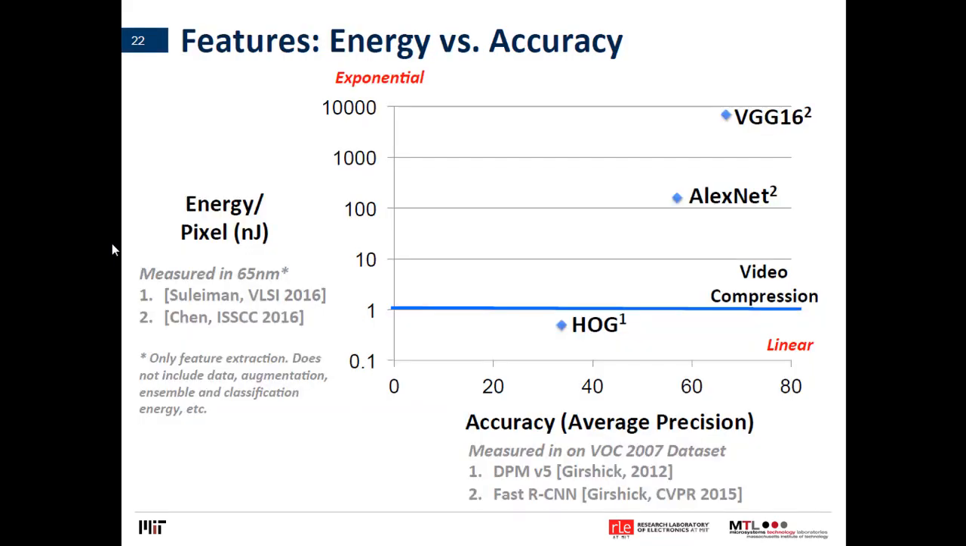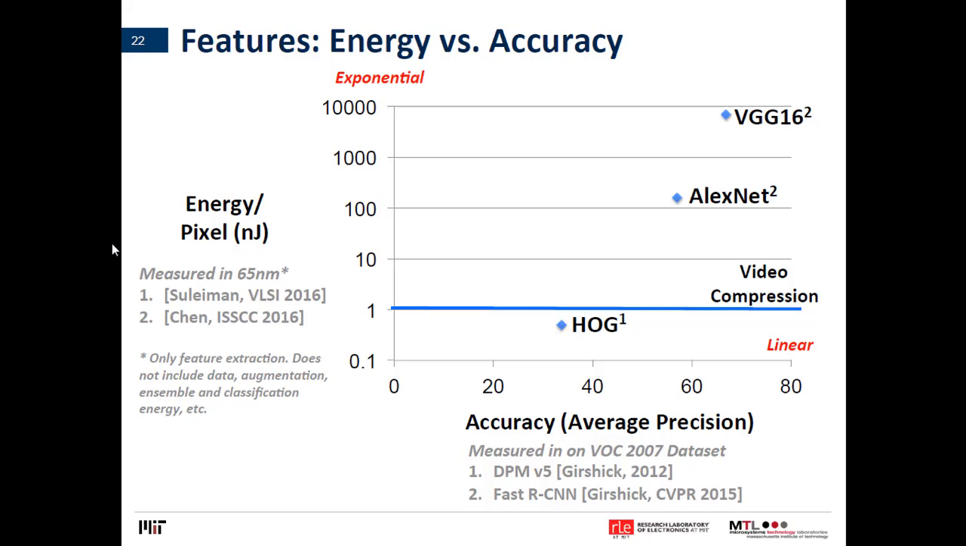But what we really care about now is the comparison between these two pieces of work. The first thing we care about is comparing energy versus accuracy here on the scale. Note this is a linear scale on the x-axis and exponential on the y-axis. What we can see is that with HOG, it's already lower energy than video compression. But for both AlexNet and VGG, and these are measured results on the Eyeriss chip, we're looking at 2 orders or even 3 to 4 orders of magnitude higher energy per pixel compared to HOG. And this is for a little bit above 2x increase in accuracy. So for a linear increase in accuracy, we have an exponential increase in energy.